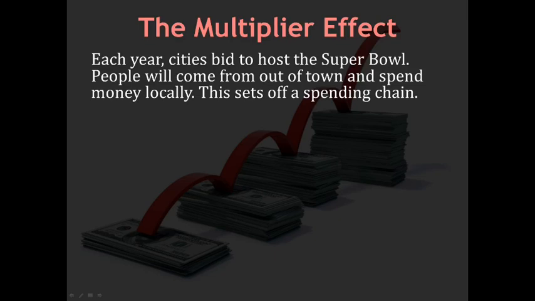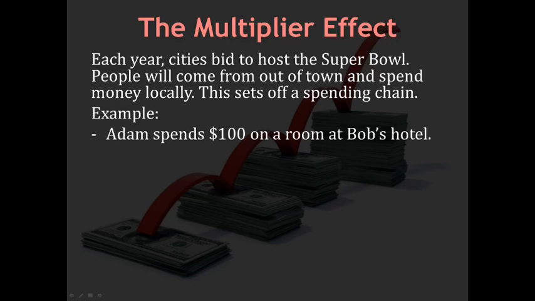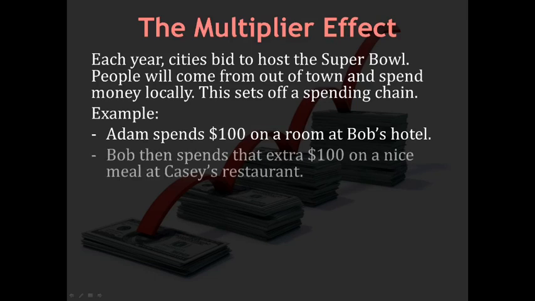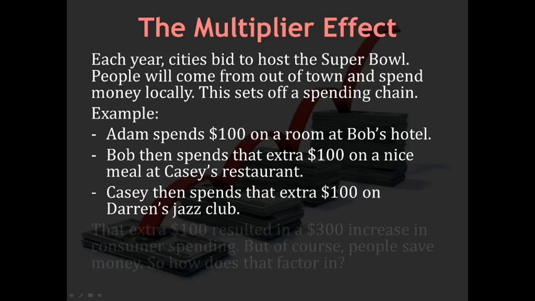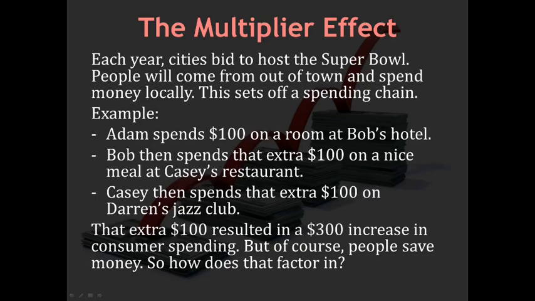The idea is that first spending sets off a spending chain. So for example, Adam spends $100 on a room at Bob's hotel. Well, Bob's the hotelier. He's going to take some of that money, and let's say he spends that $100 that he got from Adam for a meal at Casey's restaurant. So he takes the money he earned as a hotel owner, and he takes the $100 and spends it at a restaurant. Meanwhile, Casey takes the $100 that he gets at that restaurant, and let's say he wants to go to a dinner jazz club. So you see that initial $100 of spending resulted in a $300 increase in total consumer spending. Each of these events increased GDP or AD by $100 times 3.